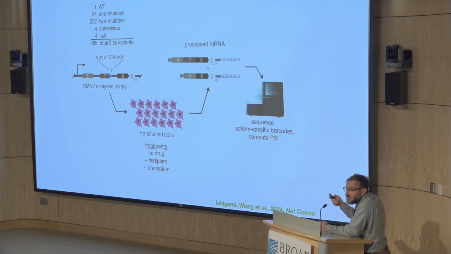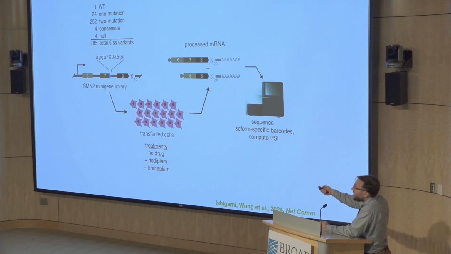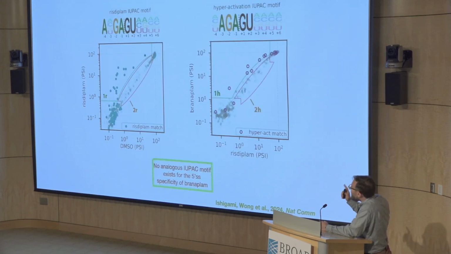To study the actual 5' splice site specificities of these two drugs, like I said, we performed a massively parallel splicing assay. We tested all single and double mutations to this 5' splice site on SMN2 minigenes. Each variant 5' splice site was linked to about 1,000 barcodes. We transfected these into HeLa cells, treated without drug, with risdiplam or with branaplam, and then did isoform-specific sequencing of barcodes in order to quantify the inclusion-exclusion ratios. And what we found was interesting.